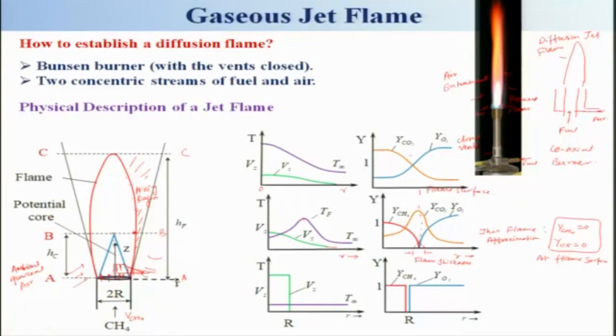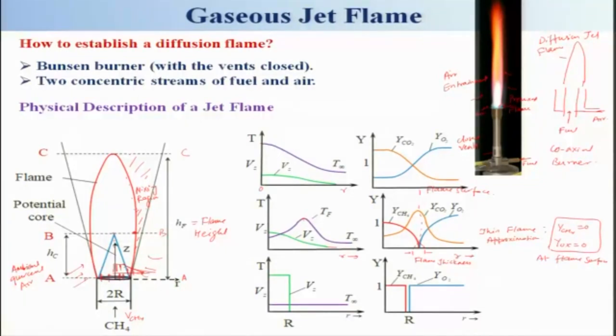Similarly, oxidizer is here, and there is no fuel. Fuel is being burnt out, and oxidizer, of course, is getting into that. Carbon dioxide will be maximum here, and then it will be minimum as it goes towards that, because the flame is located here. So carbon dioxide, or the product, will be maximum here. And keep in mind that this is basically the flame height.